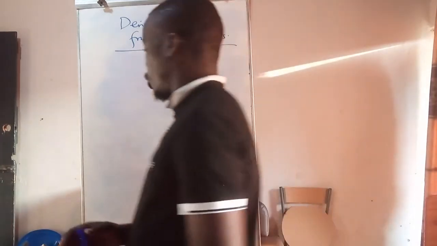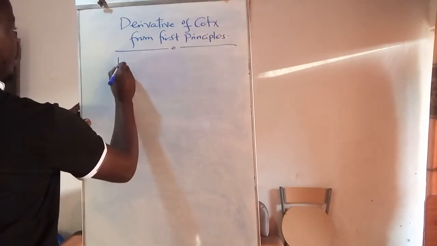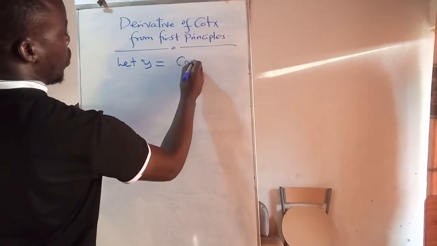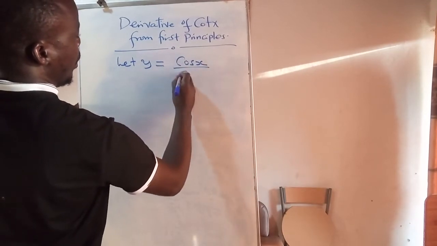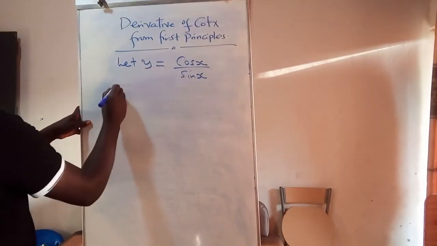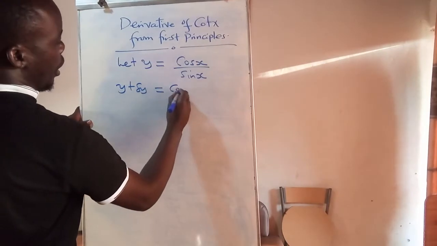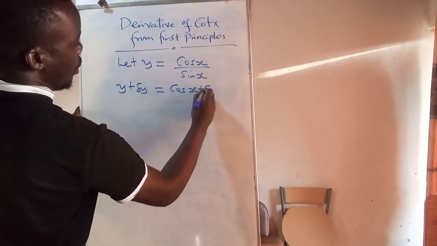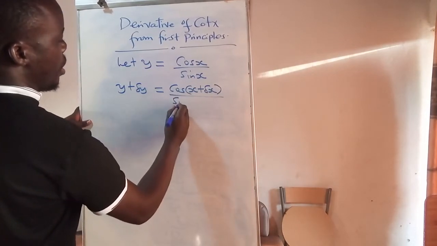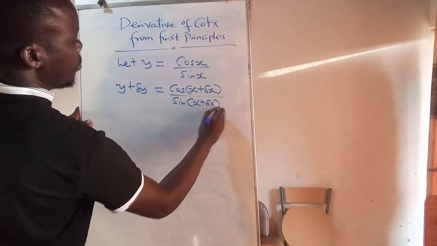formula. So without wasting time, we shall still say let y equal to cot x, which can be written as cos x divided by sin x. That is going to be the best format we can use. Take a small change on y as we take a small change on x, but make sure you do the same for both the numerator and the denominator. So we have sin of x plus delta x.